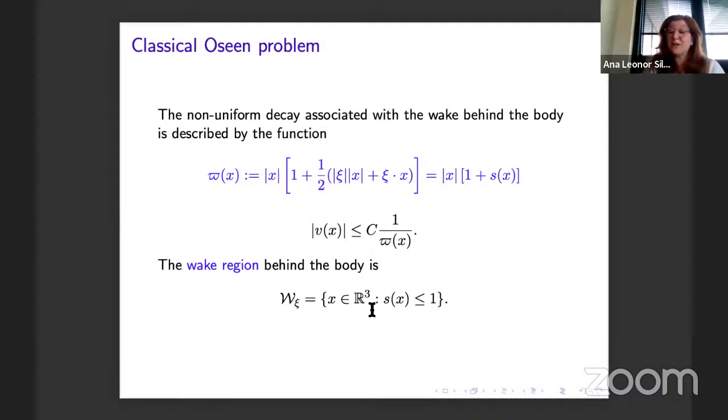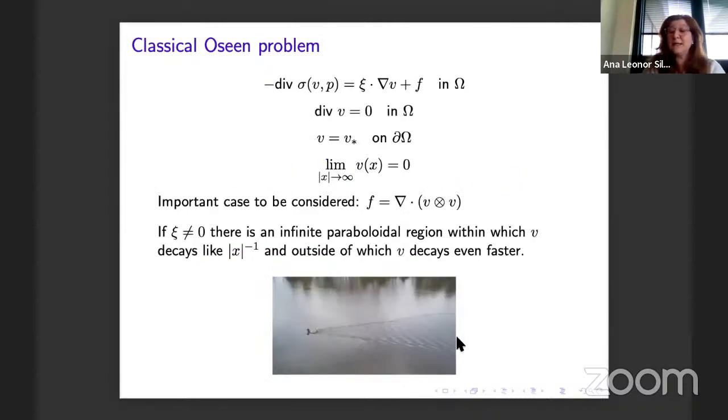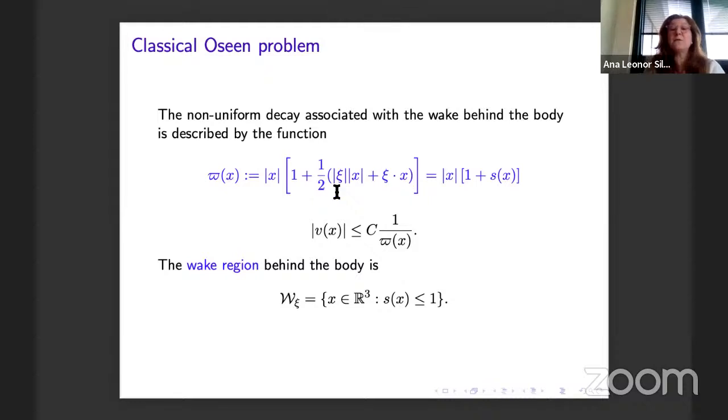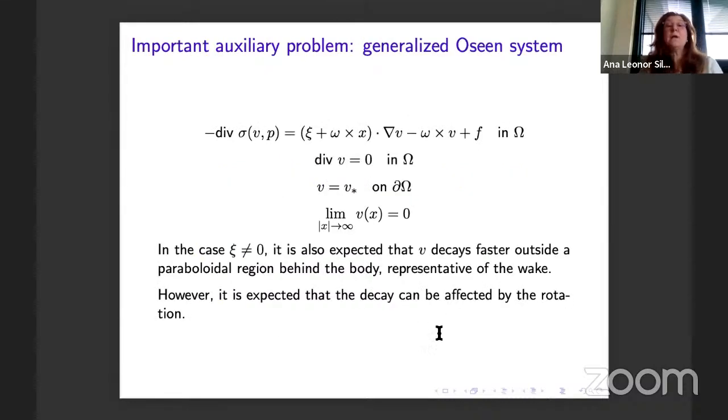Okay, the wake region that we see here in the 2D case can be described in terms of this function S with something like this. Here we put 1, but eventually we could put another constant, okay? Okay, so now we are ready for a more complex problem, which is the generalized Oseen system. Why is it a generalized Oseen system? Because we also have the presence of the angular velocity. So in this case, the body is translating and is also rotating.